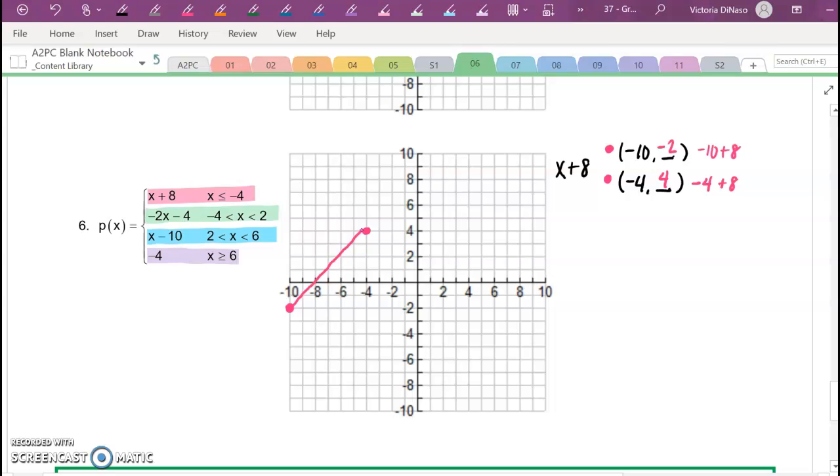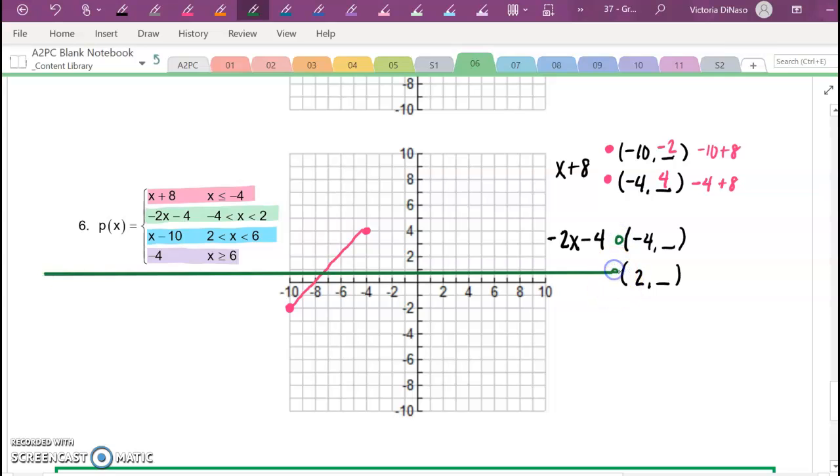All right, next one. My next one is negative 2x minus 4, and we're starting at negative 4 comma blank, and ending at 2 comma blank. So we have the possibility of a connection right here. Now, if the y's end up being the same number, then they connect. If the y's are a different number, then they don't. So we have an open circle and then another open circle.